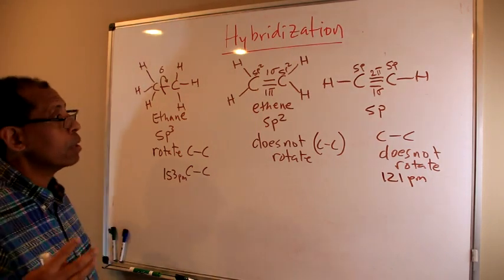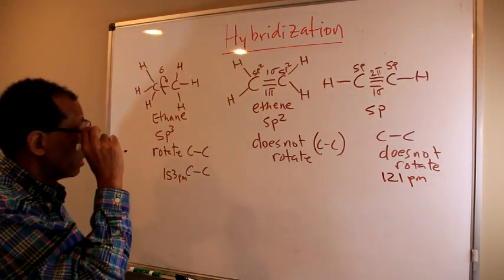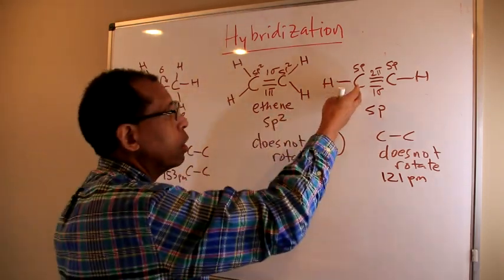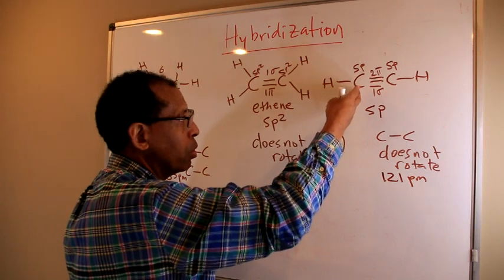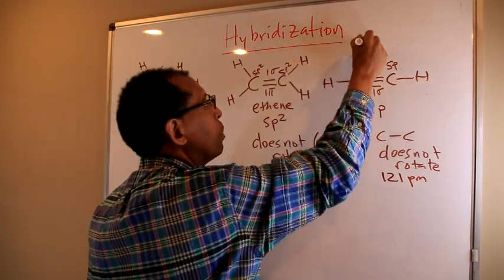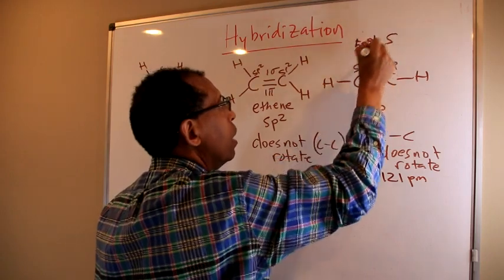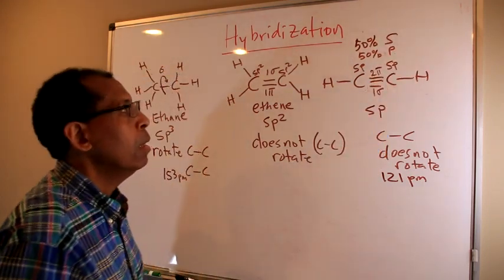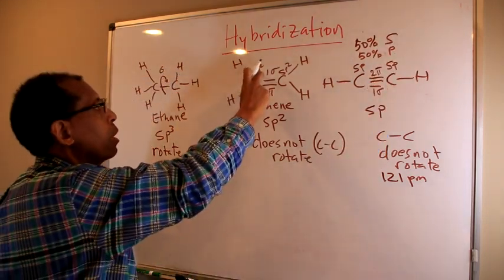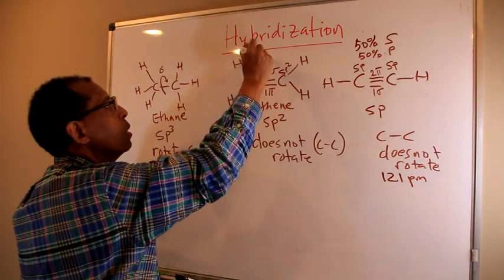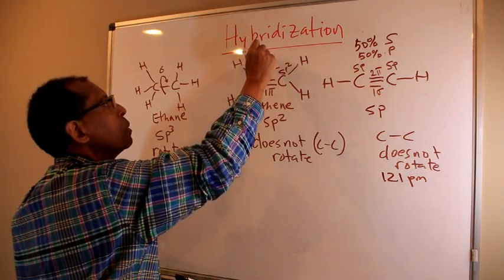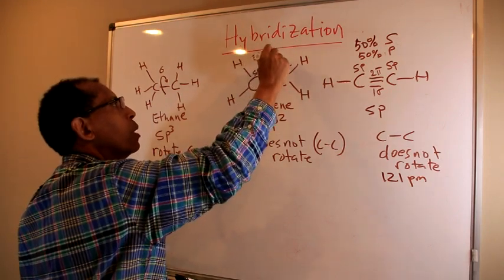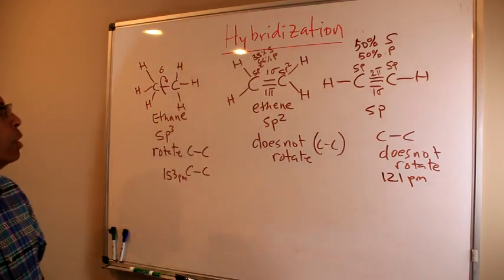So if you just consider the S character of this, basically, if you have an sp carbon here, which is sp hybridized, it has 50% S character and 50% P character in the hybridization. And if you just take sp2, sp2 has 33% S character and 66% P character, a total of 100.